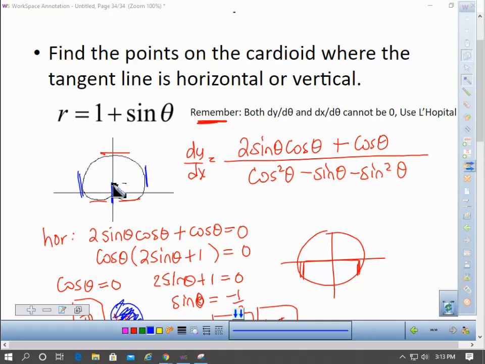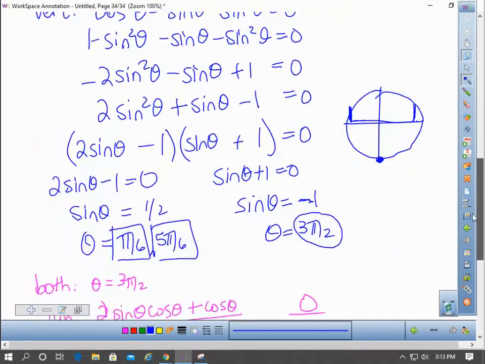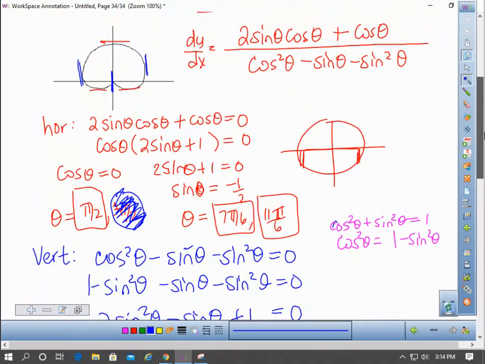Then my 3 pi over 2 is my vertical again. Then here is my 11 pi over 6, that's my horizontal again, and I'm back to the beginning. I'm at 2 pi. So as I rotate around, I can see all those values going around the drawing.